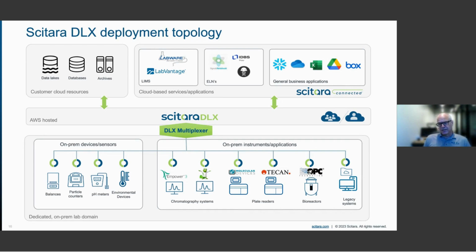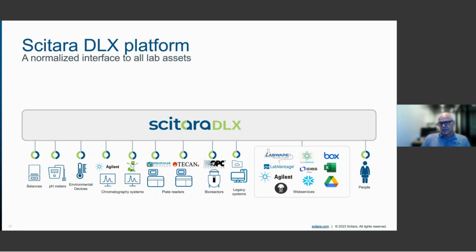We also can connect into the more sophisticated instruments, things like HPLC systems, Empower, Chameleon. We have agents that can install on those Windows PCs that run those, or the cloud applications that run them, and then also connect that up to the DLX. So once all of these simple devices, applications, and cloud applications are installed, they're all essentially peers on the same network.